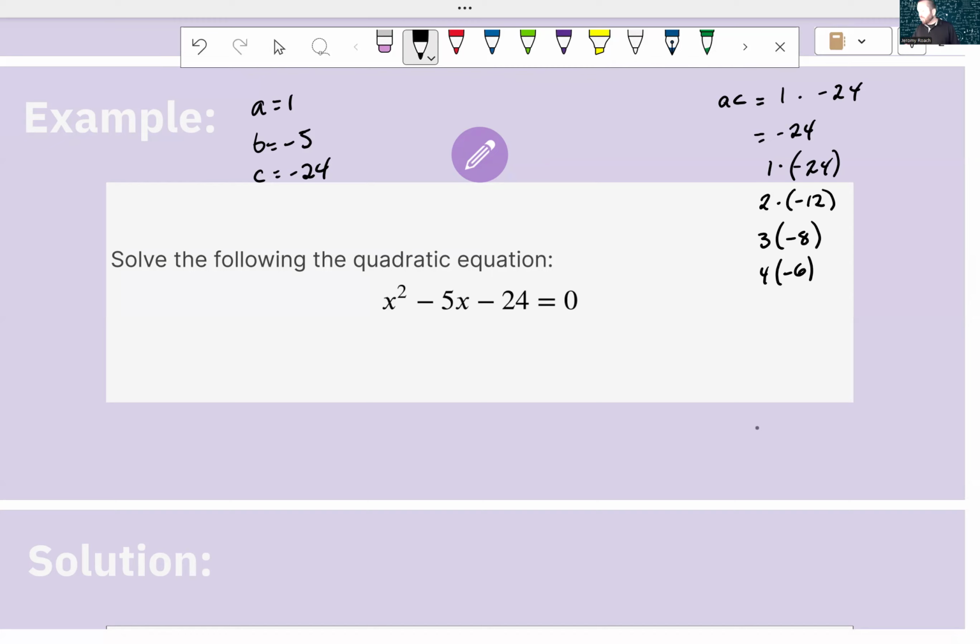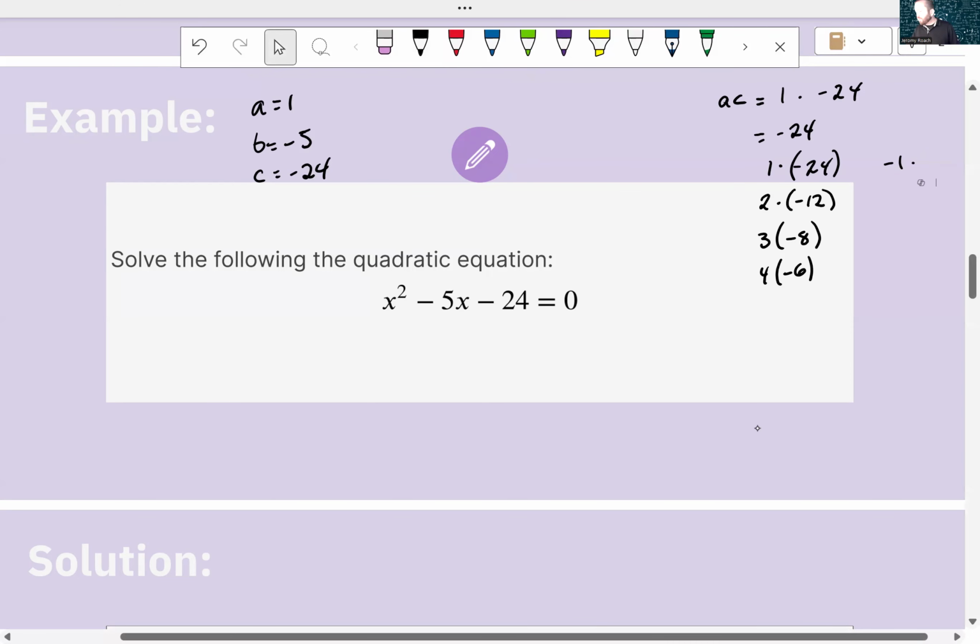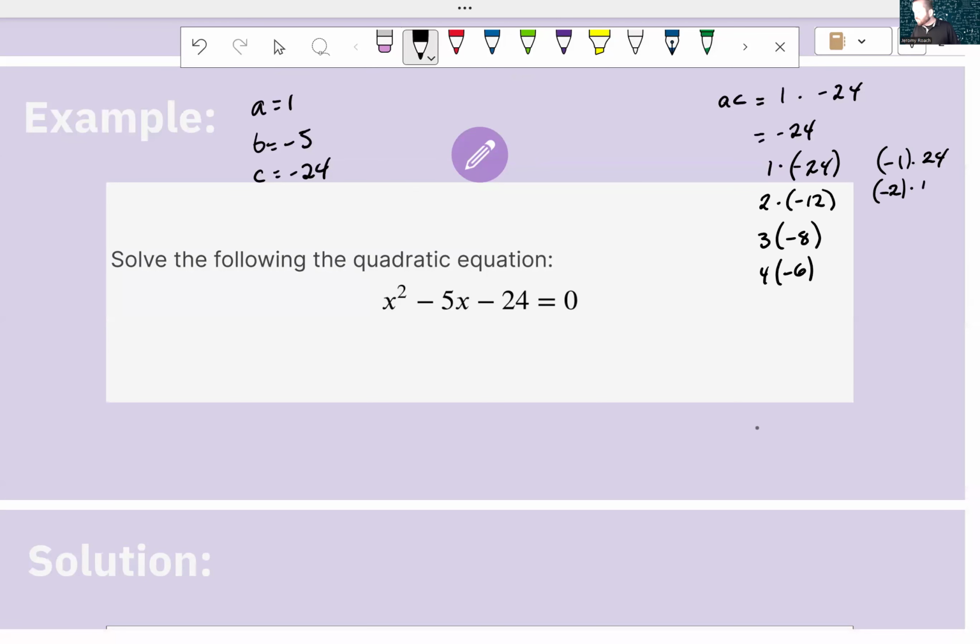Now we have to write the other way also. So negative 1 times 24. I should put the negatives in parentheses. Negative 2 times 12. Negative 3 times 8. Negative 4 times 6. And our value of b equals negative 5.